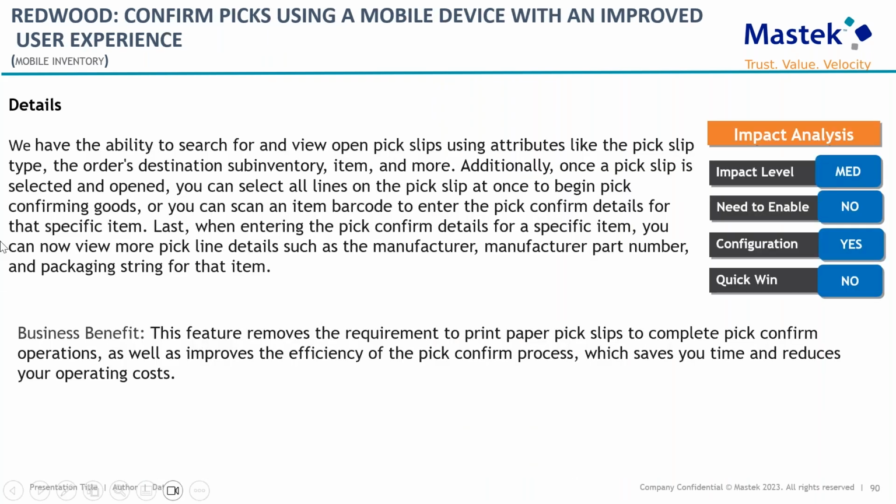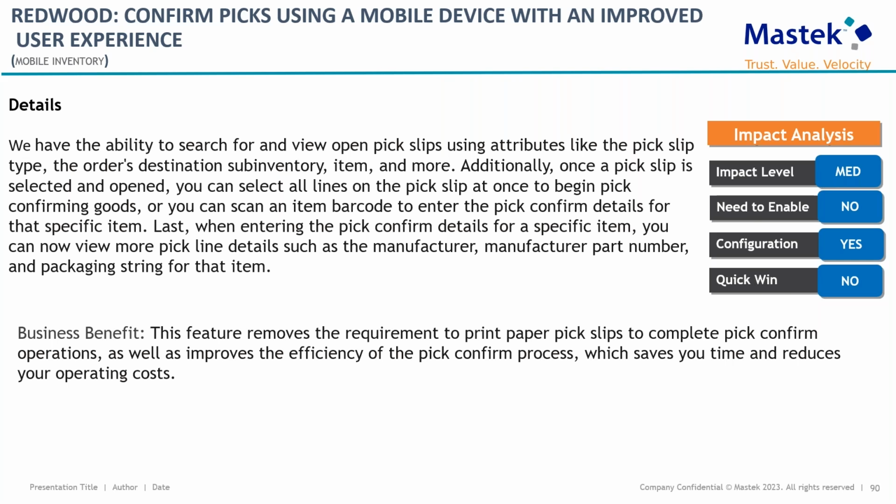The next new update we have is confirm picks using a mobile device with an improved user experience. This update simplifies and speeds up the confirmation using a mobile device. Instead of needing a pick slip number upfront, users can now search open pick slips by various criteria like destination sub-inventory, items, or pick slip type, and even filter by due date as well.